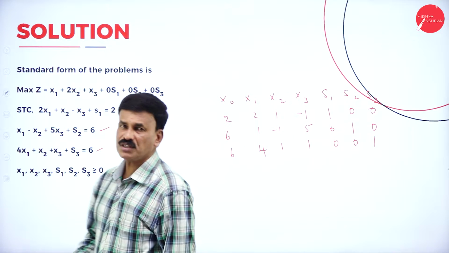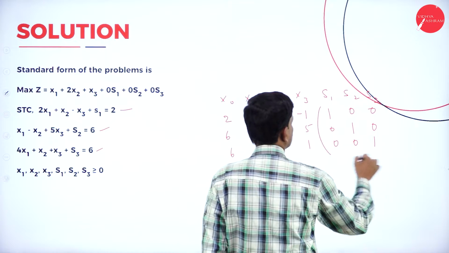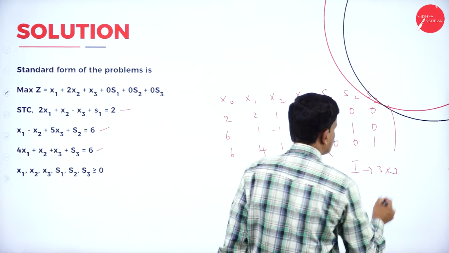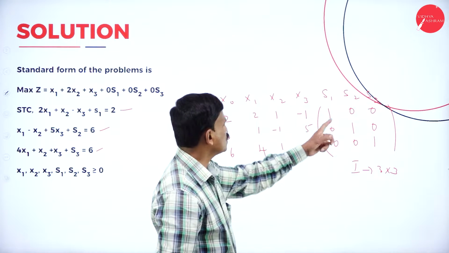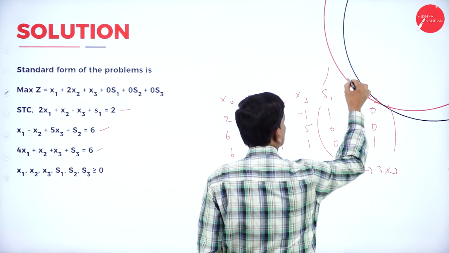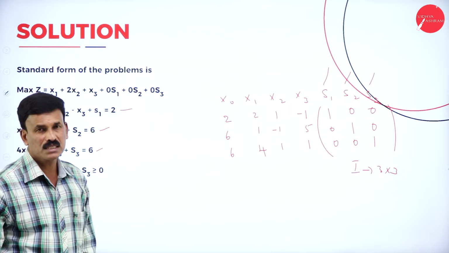Now just identify the identity matrix formed by these coefficients. This forms an identity matrix of order 3 by 3, that is 1 0 0, 0 1 0, 0 0 1. So we can consider the variables s1, s2, s3 for the construction of the simplex table.